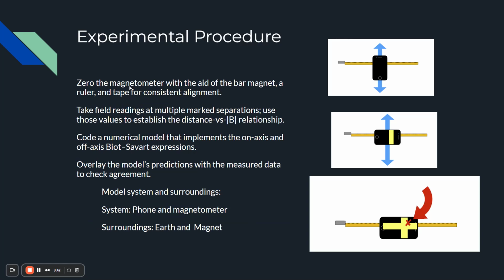And then here are the experimental procedures. We start by zeroing the magnetometer with the aid of the bar magnet, a ruler, and tape for consistent alignment. Then we take field readings at multiple marked separations, using those values to establish the distance versus B relationship. And then we code a model of the on-axis and off-axis expressions. And then here is the model system and surroundings. The system would be the phone and the magnetometer, and the surroundings would be the earth and the magnet.